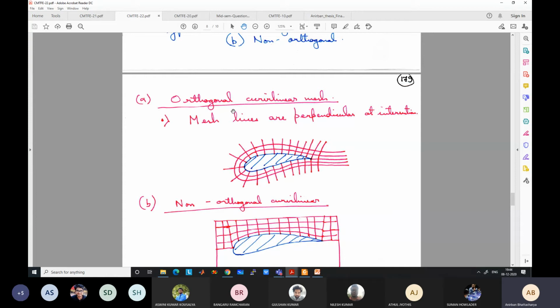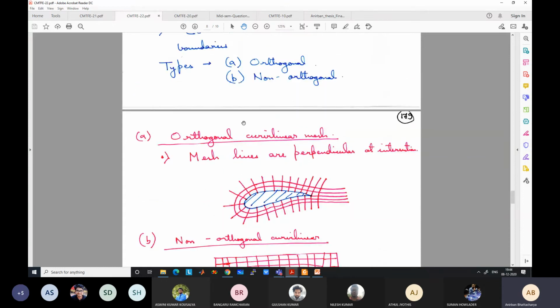But because these are orthogonal and because these are structured, all of them have the same number of neighbors. So for example, this has 4 neighbors, this has 4 neighbors. So again, same properties are there. You can again devise all your equations in a similar manner. Only the delta x, delta y, all those values will change. Otherwise, all the equations will be similar. Flux calculation is also similar because these are perpendicular. Okay. So this is the other type, orthogonal curvilinear.